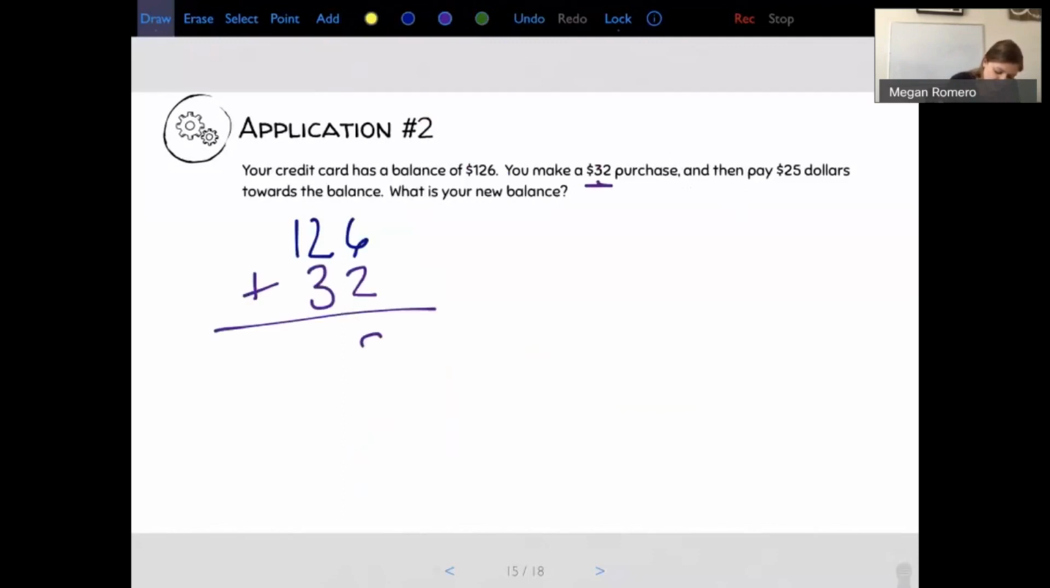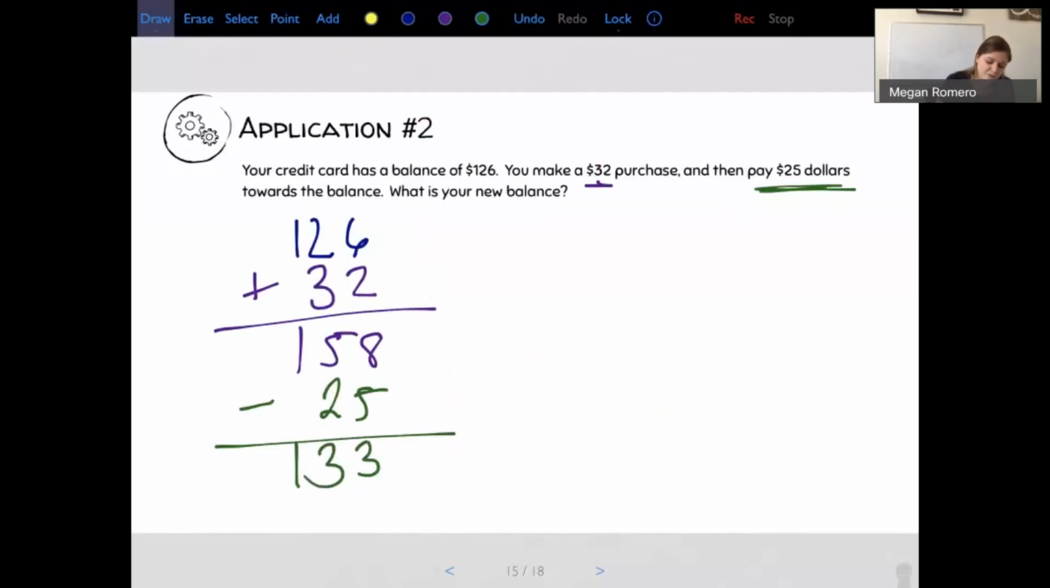Okay, so after you make that $32 purchase, your balance goes up. And then you decide, okay, I'm going to pay off my credit card a little bit. And you pay $25 towards the balance. Because you're paying it off, you're coming out of debt, the balance is going to decrease, so we subtract. So your new balance would be $133.